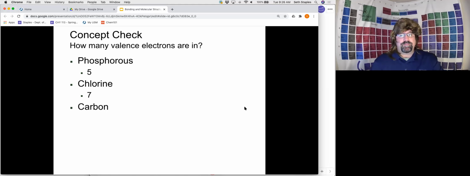And finally, carbon. Check that one. Carbon has 4.